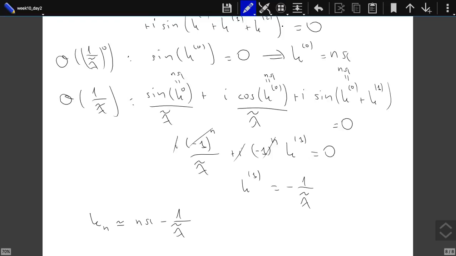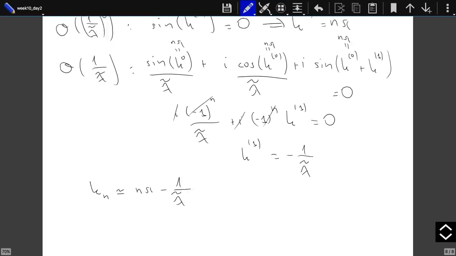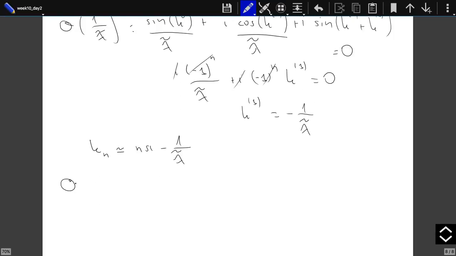Now let's look at the second pole, the terms of the order of 1 over lambda tilde squared.